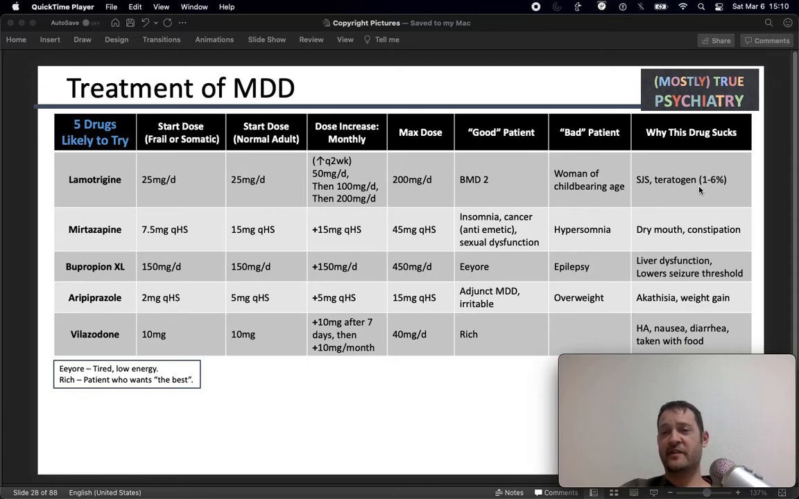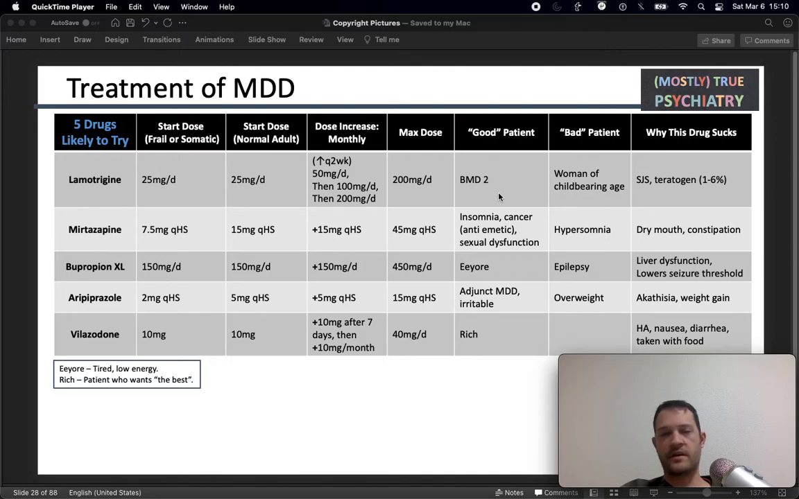But still, if it was actually 6%, would you take a drug like that if you're pregnant? But everybody, so you get 25 milligrams a day. You wait every 2 weeks, you increase, and it doubles. So it's 25, wait 2 weeks, 50 milligrams, wait 2 weeks, 100 milligrams, wait 2 weeks, 200 milligrams, and then stay there. You're supposed to give it basically for bipolar 2.